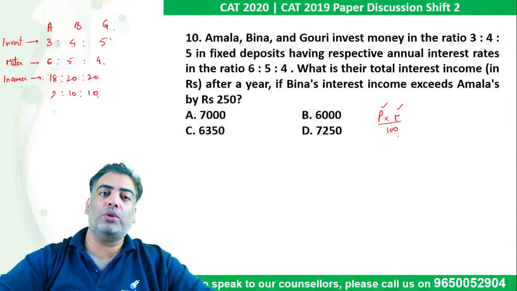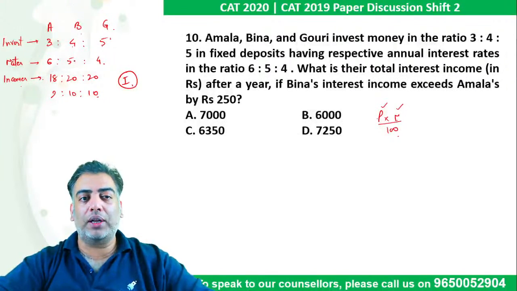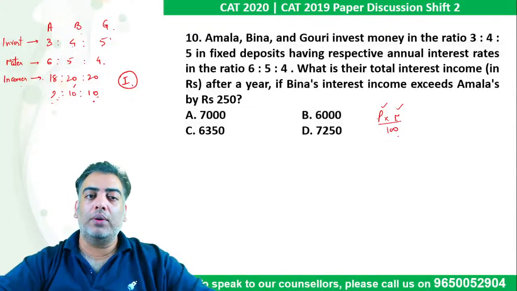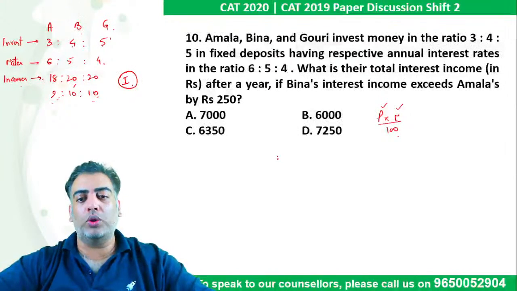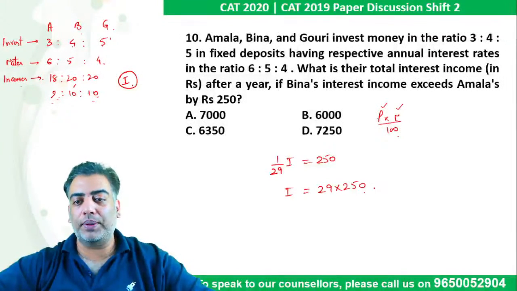So let's say if your total interest income is I, so Bina's share will be 10 upon 29 of I, and A's share will be 9 upon 29 of I. The difference of these two comes out to be 1 upon 29 of I, which is given to me as 250. So the value of I comes out to be 29 into 250. Right, which when simplified results in 7250.